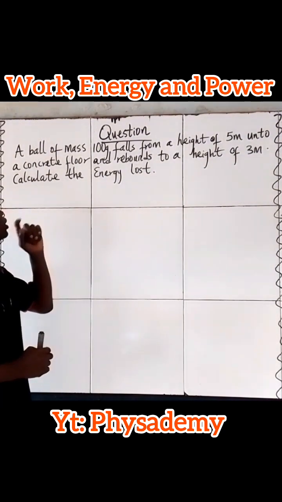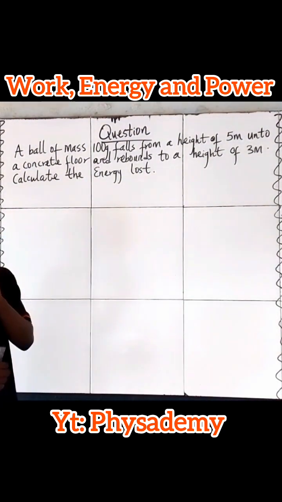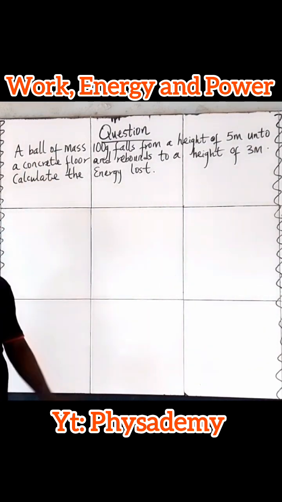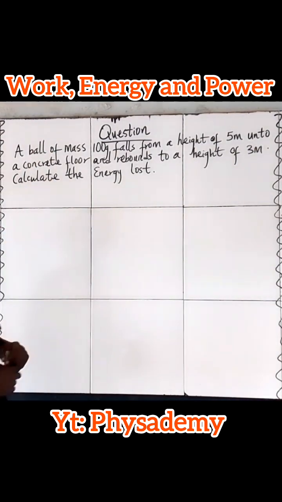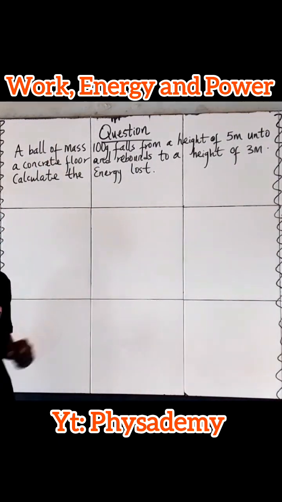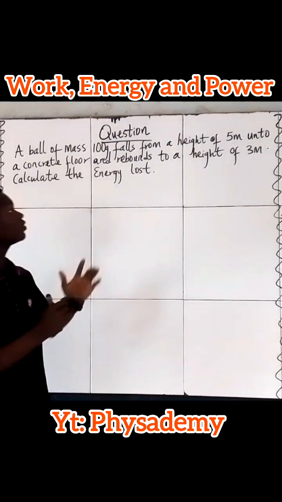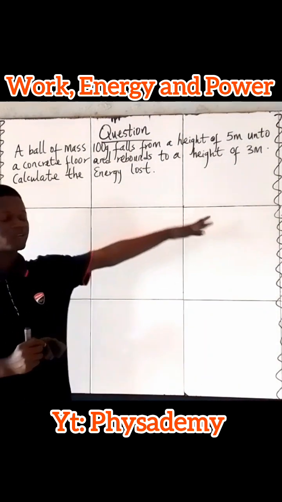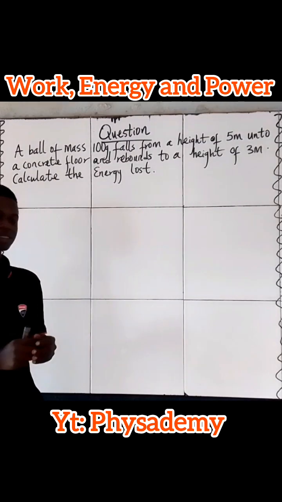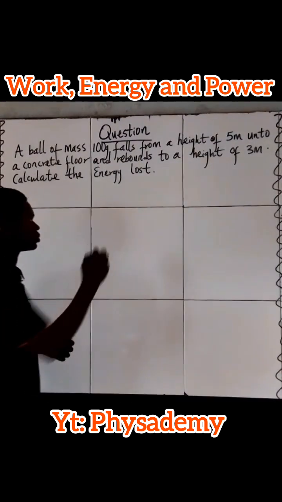The question reads: a ball of mass 100 gram falls from a height of 5 meter onto a concrete floor and it rebounds to a height of 3 meter. Calculate the energy loss. So we're given the initial height and we know the final height. Let's see if you can get the word energy loss under this question.